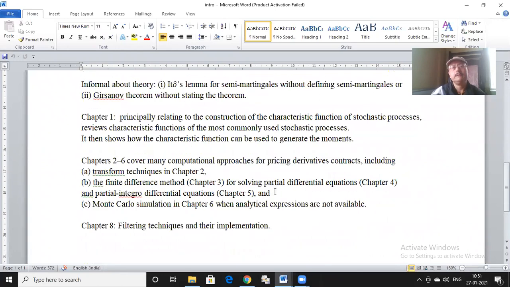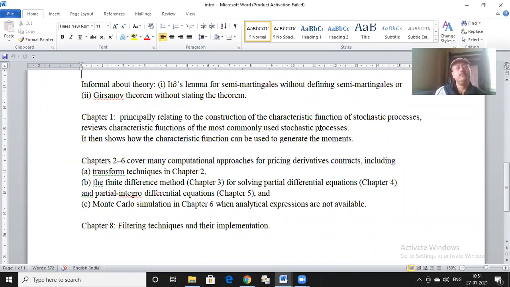Okay, and again, as a short outline of the book, the outline of the book is the same as the outline of the syllabus. Chapter 1 is principally about the construction of the characteristic function of the stochastic processes, basically those stochastic processes which are most commonly used in finance. So he starts with a review of the characteristic functions, and then he shows how to use the characteristic functions to generate the moments, because most of the analysis will be done through the moments.